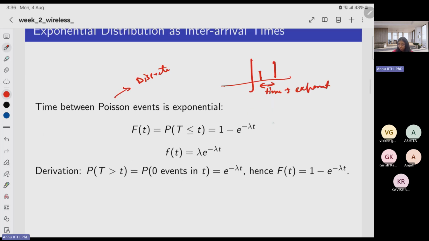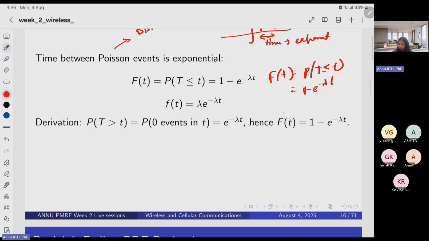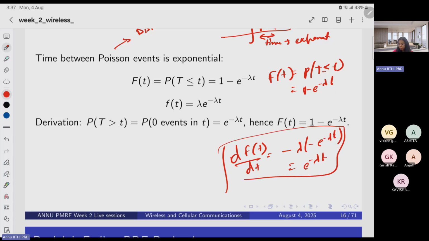So the CDF, P of T less than or equal to t, is equal to 1 minus e power minus lambda t. If you differentiate it, dF(t) divided by dt, then it is lambda e power minus lambda t. That is why the time difference between the Poisson events follows e power minus lambda t.